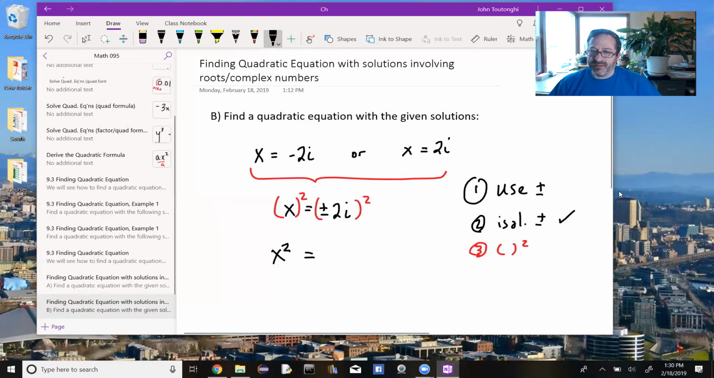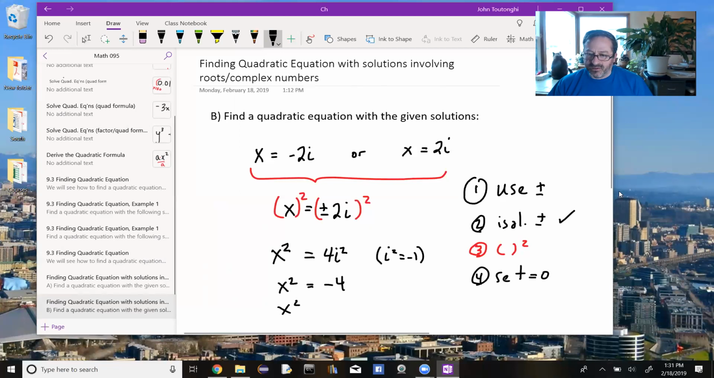Now on the right, what happens? Plus or minus goes away because a positive squared or a negative squared both become positive. 2 squared is 4, and i squared is i squared. So we get a 4i squared there. I need to then recall that i squared equals -1. So I'm using that i squared is -1 here to get x squared equals 4, and then we set that equal to 0. And we're done.